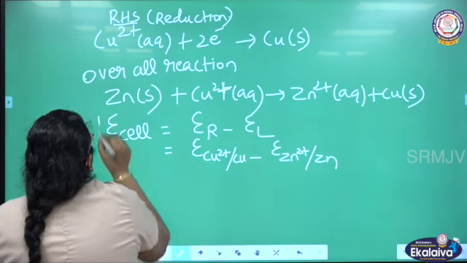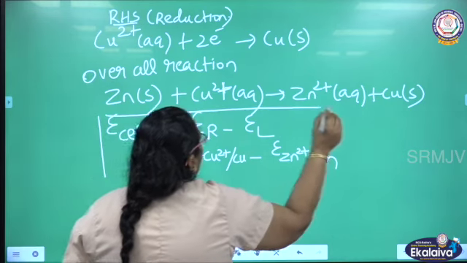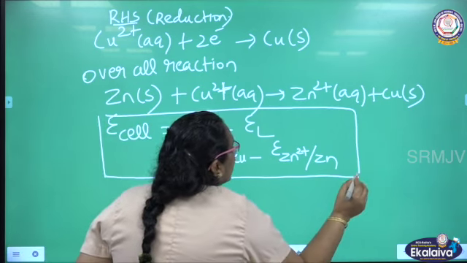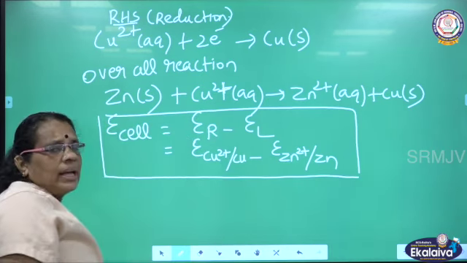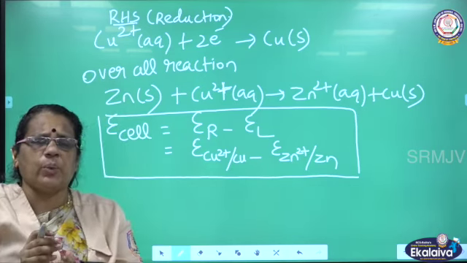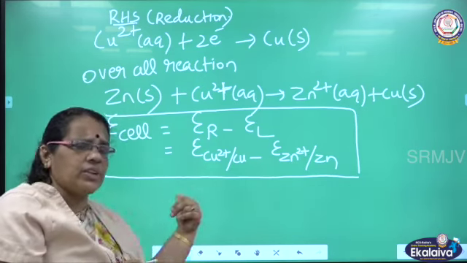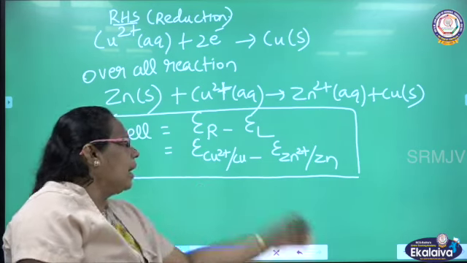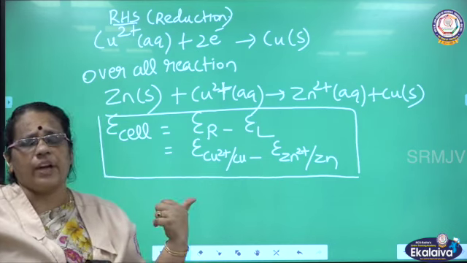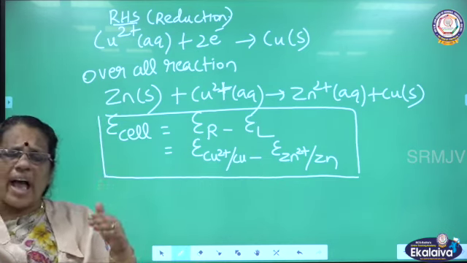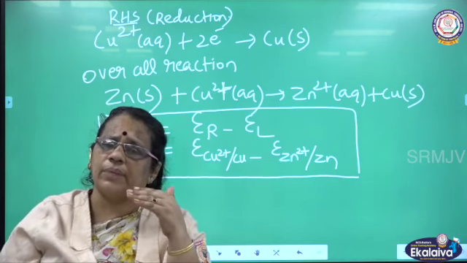So we can measure the EMF of the cell by finding out the difference between the electrode potentials of the cathode of the cell and the anode of the cell. If you find out the difference between the reduction potentials or electrode potentials of the cathode and anode of the cell, I can find out the EMF of the cell. So this is the way we can measure the EMF of the cell.